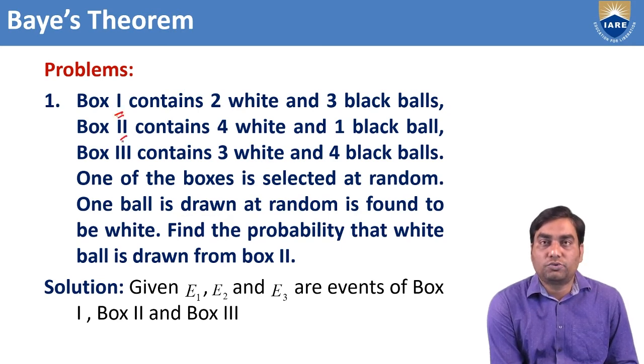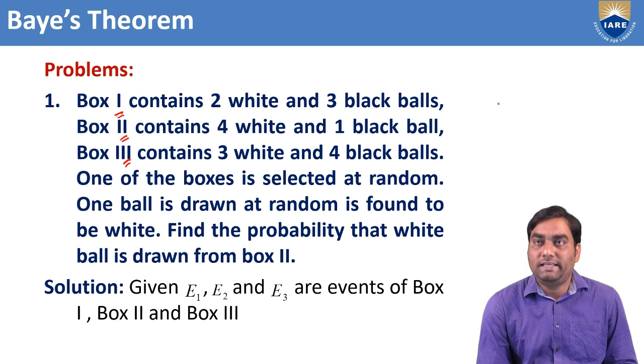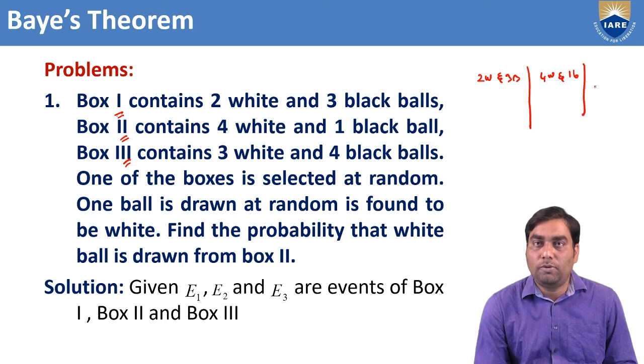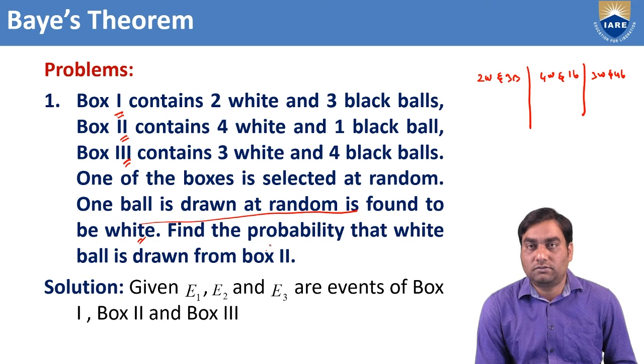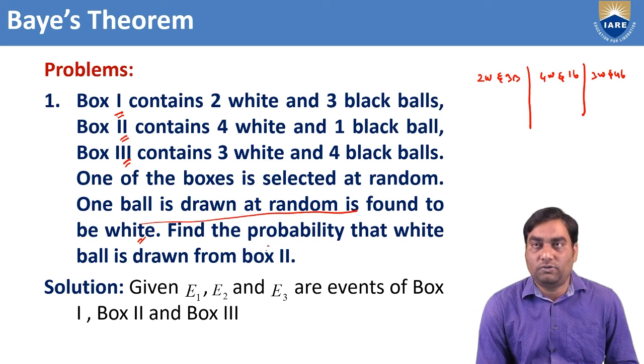Box 1, box 2, box 3: 3 boxes are there. The first box has 2 white and 3 black. The second box has 4 white and 1 black. The third box has 3 white and 4 black. One of the boxes is selected at random. Out of 3 boxes, we need to select only 1 box. And 1 ball is drawn at random. It is found to be white. You choose 1 ball from the boxes. Find the probability that the white ball is drawn from box 2. That we need to find out.